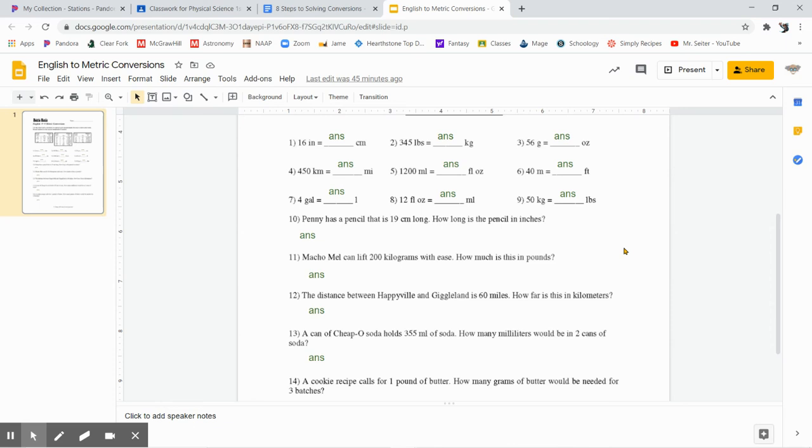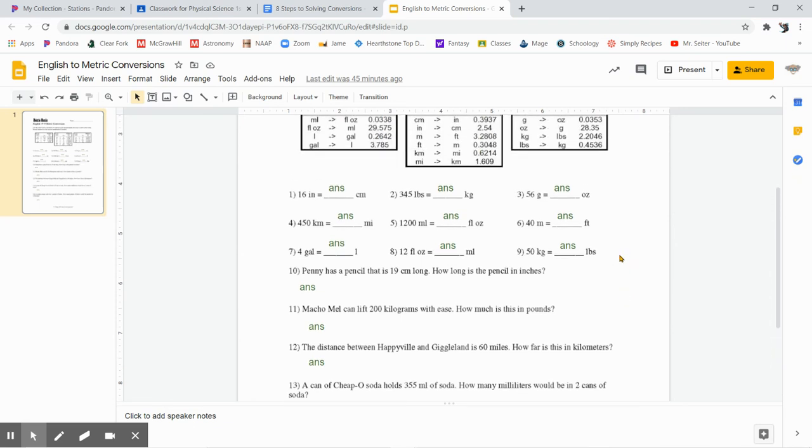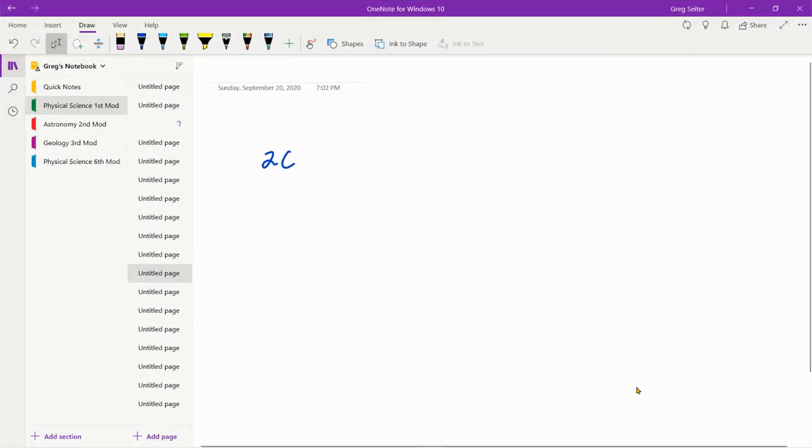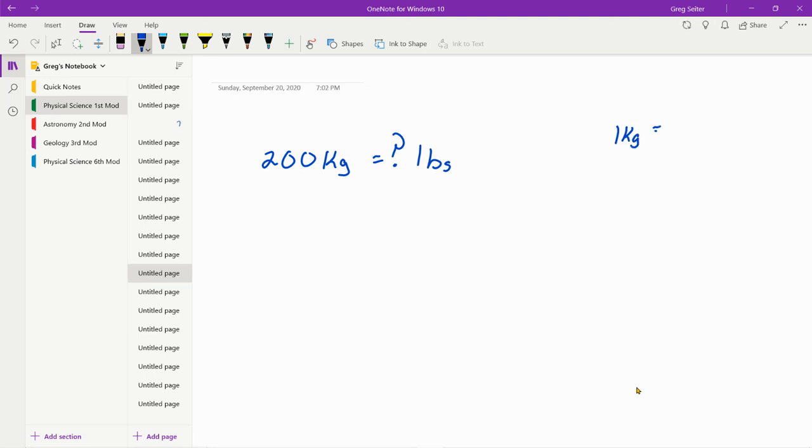Macho Man can lift 200 kilograms with ease. How many pounds is he lifting? So 200 kilograms with ease, how many pounds is he lifting? Let's check it out. So 200 kilograms. How many pounds? All right, so kilograms to pounds. 1 kilogram equals 2.2046 pounds. Okay, so come back over here, make our fraction.